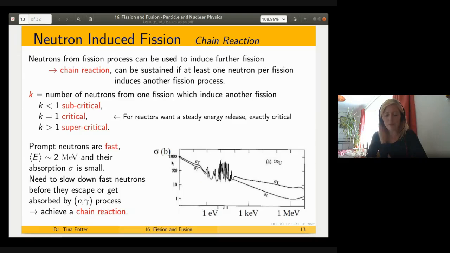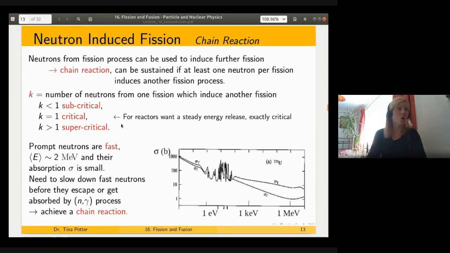Now, we've got two sets of neutrons coming out. We've got the prompt neutrons and the delayed neutrons. But we can use these, hopefully, to be captured by other nuclei and induce more fission and have a wonderful chain reaction. So if we have these fission producing daughter particles, and then we have our prompt and delayed neutrons, those neutrons can be used to induce others. And if we have one of those neutrons from a fission inducing a fission in another, we can have a chain reaction. And it depends on the rate of inducing another fission.